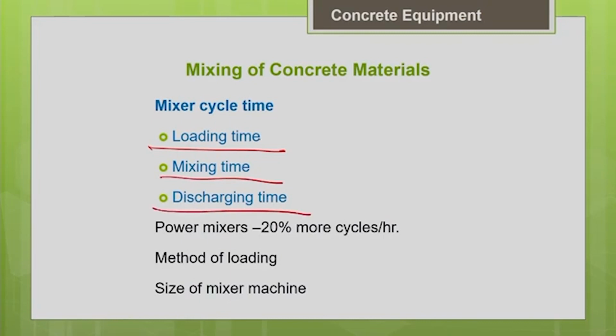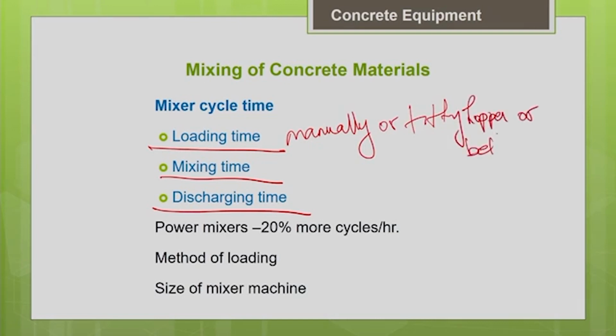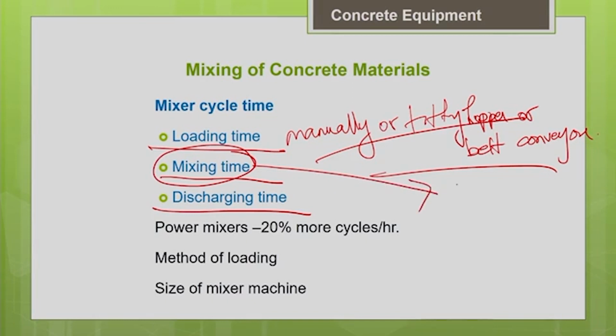So, loading time depends whether you are going to manually feed in the material, or you are going to use the tilting hopper for feeding the material, or you are going to use a belt conveyor for feeding the material. So, it depends upon what arrangement you have for loading the mixer machine. Accordingly, your loading time will vary. Similarly, mixing time depends upon the type of your mixer machine, whether you are going for power mixer or free fall mixer, or what is the capacity of your mixer machine. All these things will govern your mixing time.